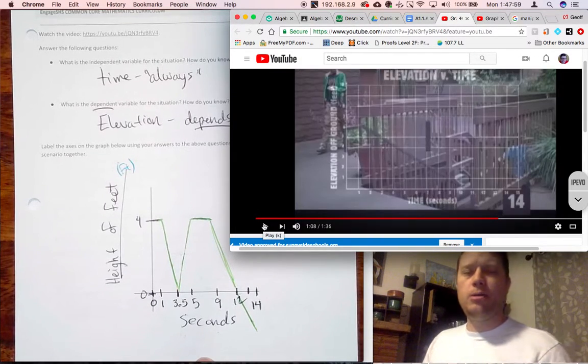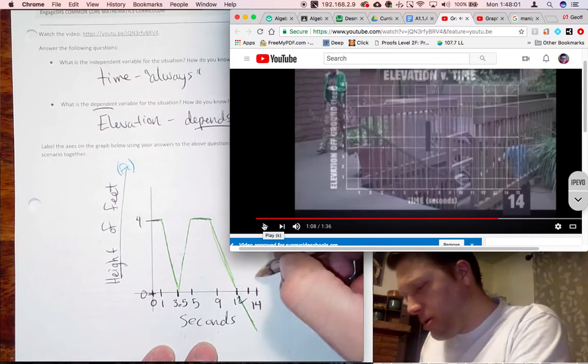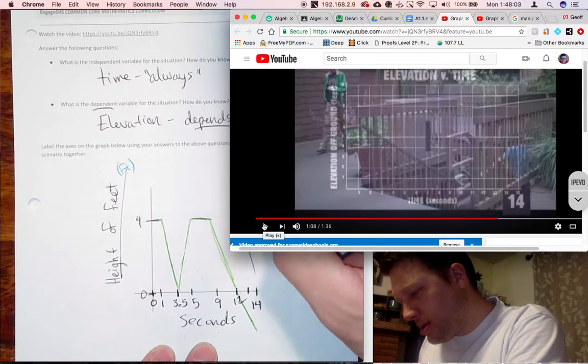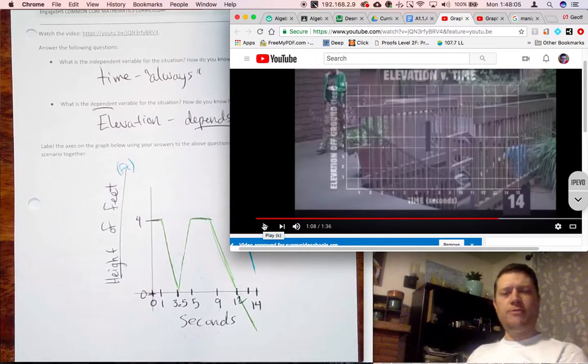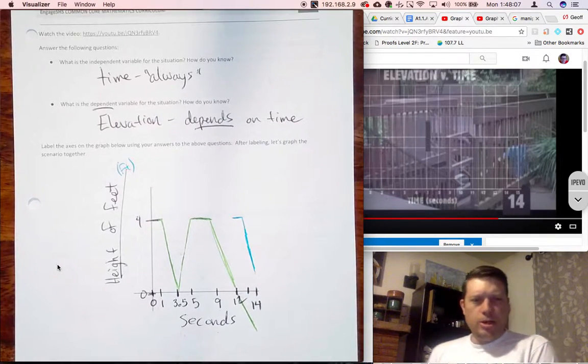He's not at the bottom yet. So I'm going to go like this. Yeah, I like that as a graph. I think, here, let me show you. I think that's a pretty good graph.